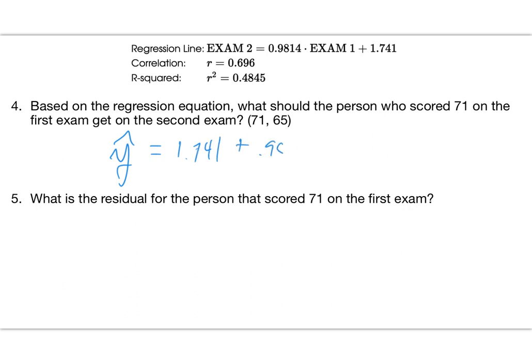71.4. Hold on. And for x, we take this number, put it in for x. What'd you get? 71.4204. All right, so they should have got 71.4204. Is that better or worse than their actual score? Their predicted score is higher than what their actual score is. When your predicted score is higher than your actual score, you are said to have a negative residual.